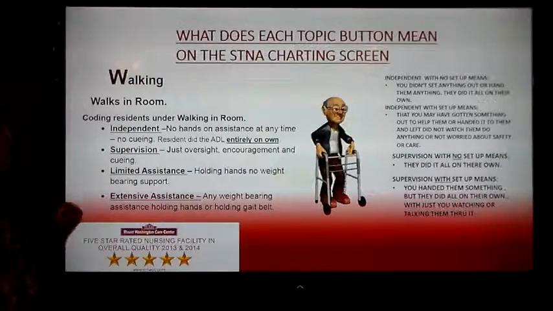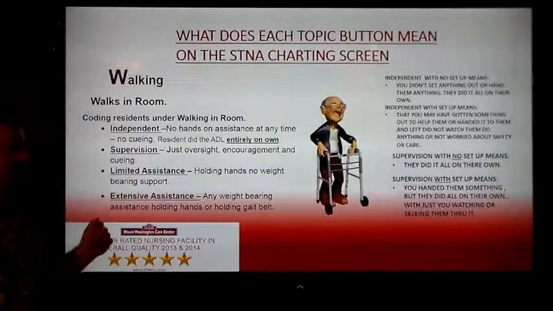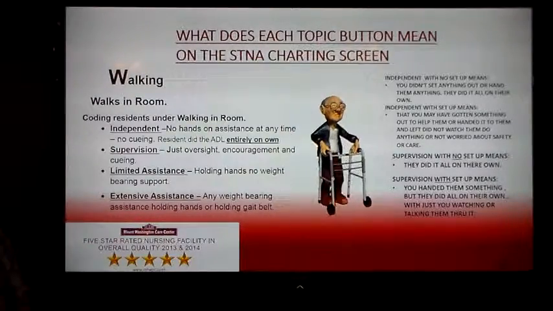Limited assistance, holding hands but no weight-bearing support. Extensive assist, any weight-bearing assistance, holding the hands or holding a gait belt where you are actually assisting support the resident's weight.